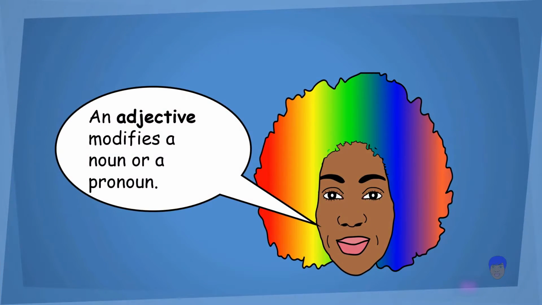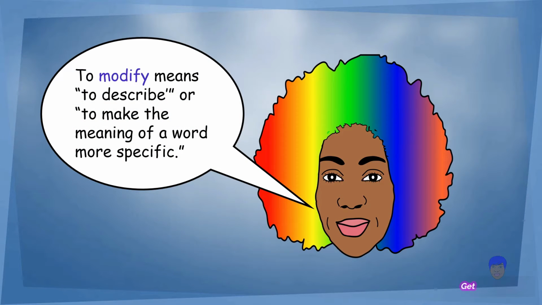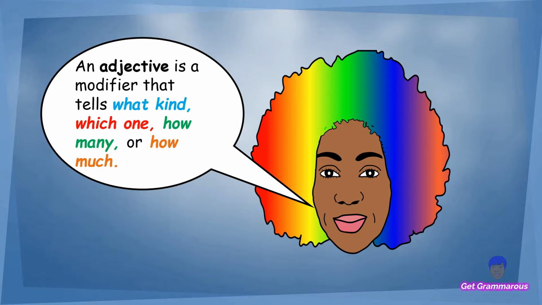In this video, you'll be learning about adjectives. An adjective modifies a noun or a pronoun. To modify means to describe or to make the meaning of a word more specific. An adjective is a modifier that tells what kind, which one, how many, or how much.